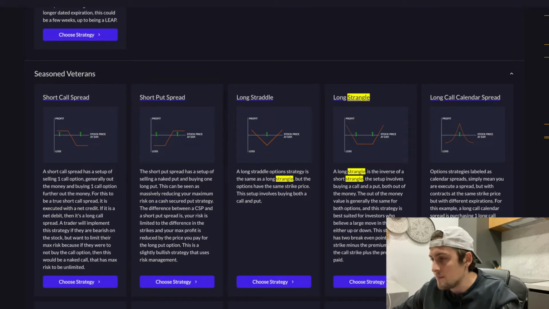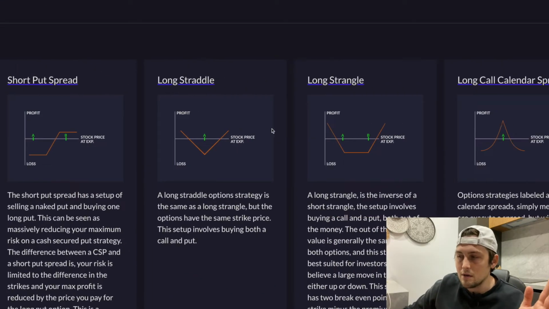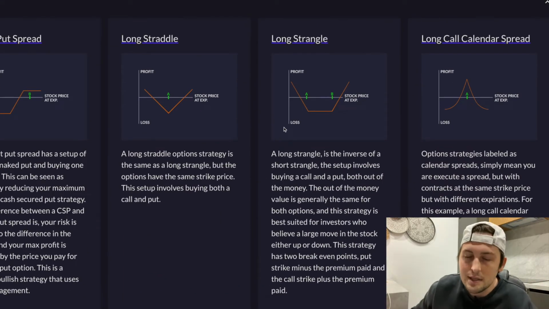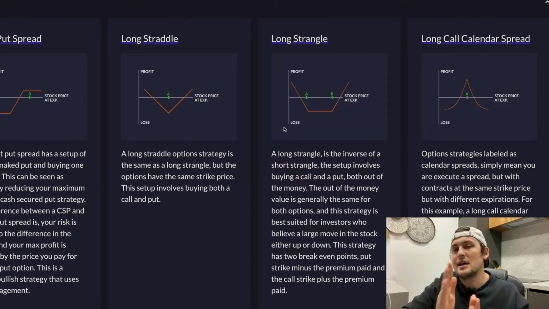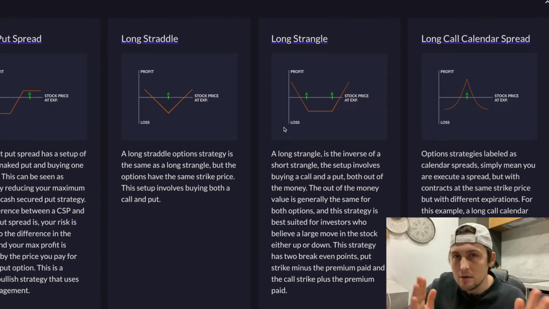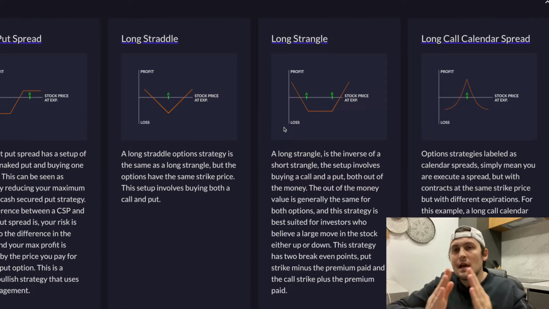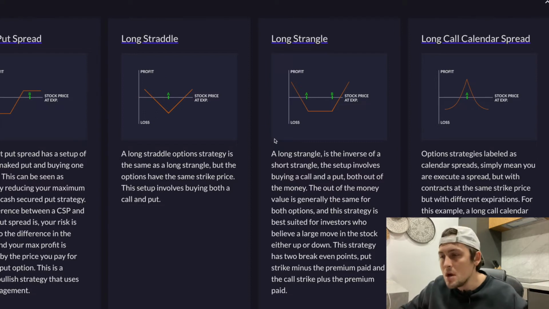And I think I understand why. First off, let me go into Option Scout and explain this to you. So let's go to long straddle. The difference between a long straddle and long strangle is very slight. A straddle is when you're buying a call and buying a put at the same strike price. The only difference between a straddle and a strangle is you separate those strike prices. You can see that a straddle is going to make a little V, and a long strangle is going to make a little dip like that.